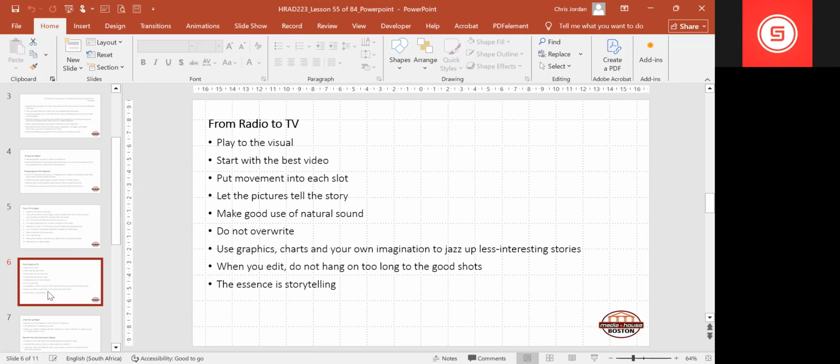Believe that all of them must be great, but the best one is the most relevant for me and obviously well produced, right? Put movement into each slot. Let the pictures tell the story. Do not repeat, right? If we can see that, for example, there's a riot, don't say the obvious, like, now there's a riot happening here. We can see it, right?